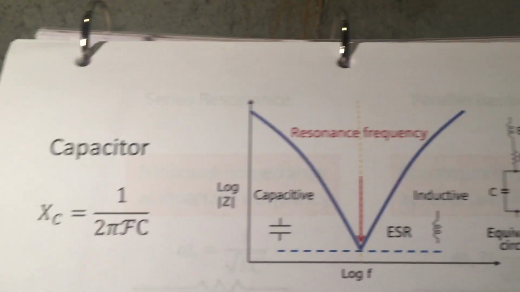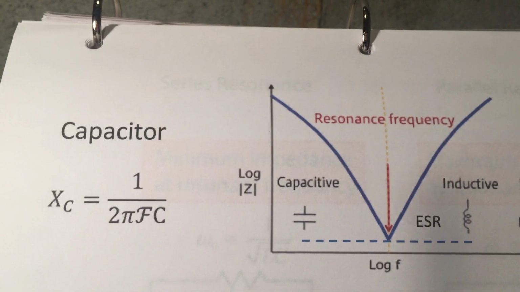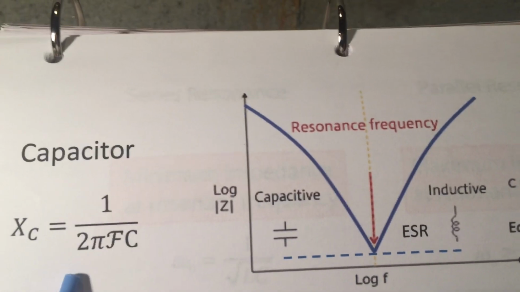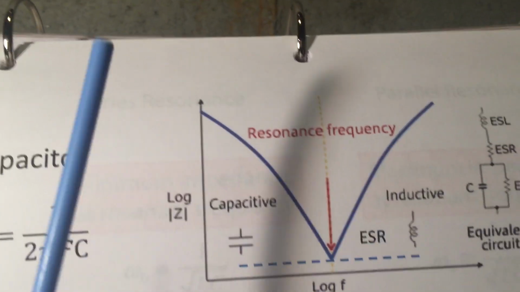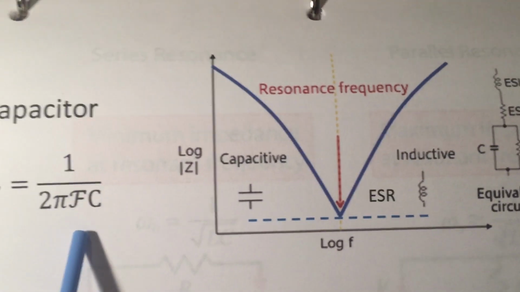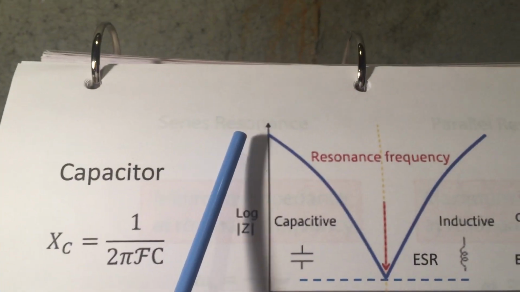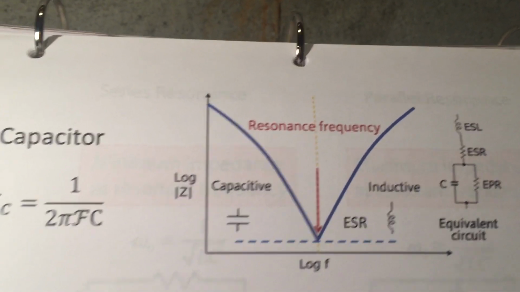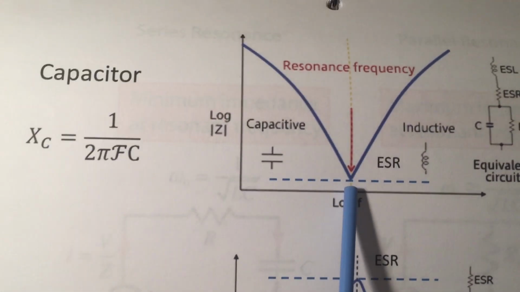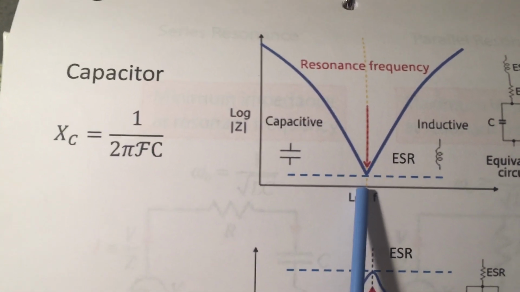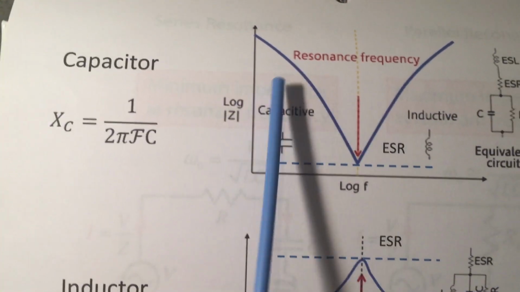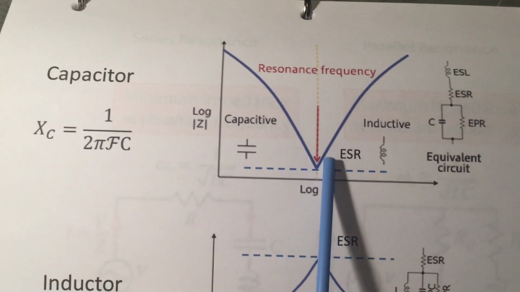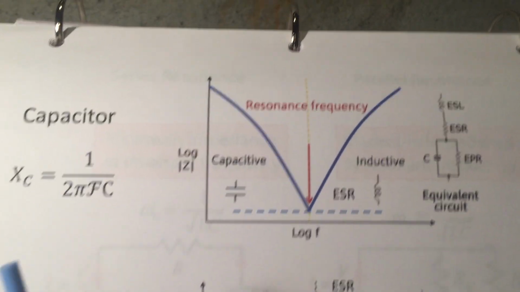So here we're showing the frequency response of a capacitor, and the capacitive reactance is equal to 1 over 2 times pi times frequency times capacitance. So this is the numerator, frequency is in the denominator. So as we increase frequency, we're going to see the capacitive reactance decrease, until it reaches the self-resonant frequency, and then instead of capacitive reactance, the impedance starts to increase again, but this time it's inductive reactance.